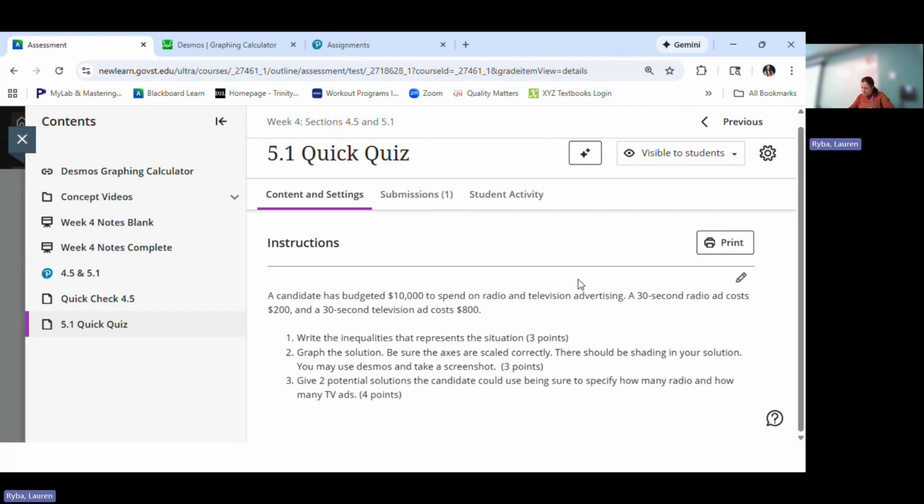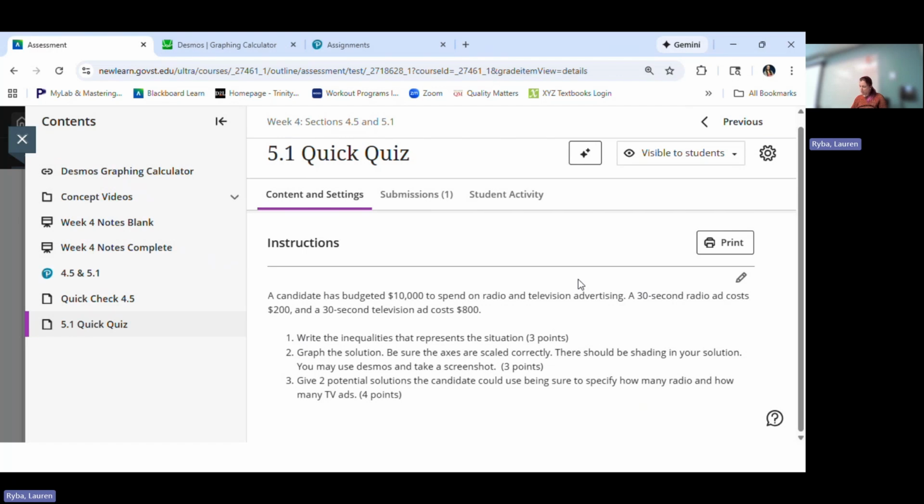Graph the solution. There should be shading in your solution, so you can use Desmos to take your screenshot. However, I would say wait to take your screenshot until you've done part 3, which is give 2 potential solutions. So once I found my solution, I typed it in as a point, 10, 45, and then it shows up on my graph within the shaded region. And then you take your screenshot, you can upload it, and then that'll work for literally all of it, as long as it shows everything, because your inequalities will be shown on that page, your solution and the shaded part. Okay?